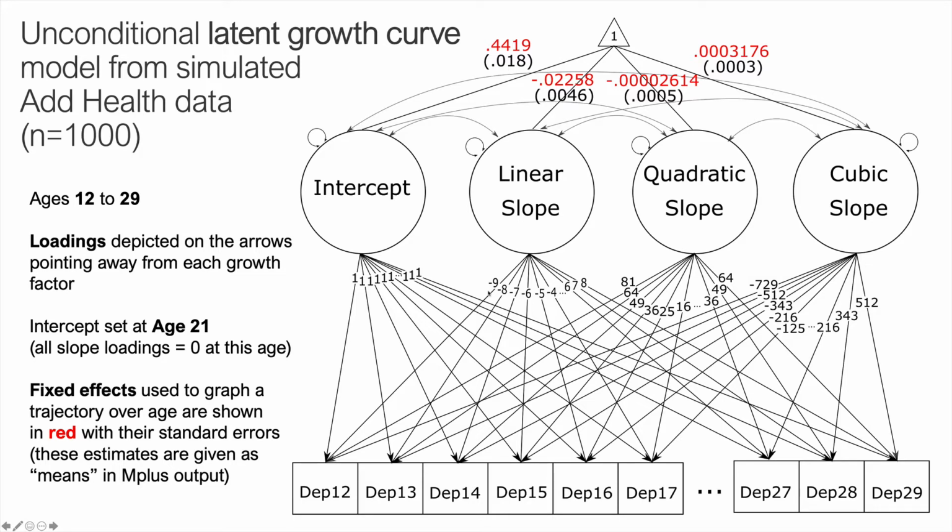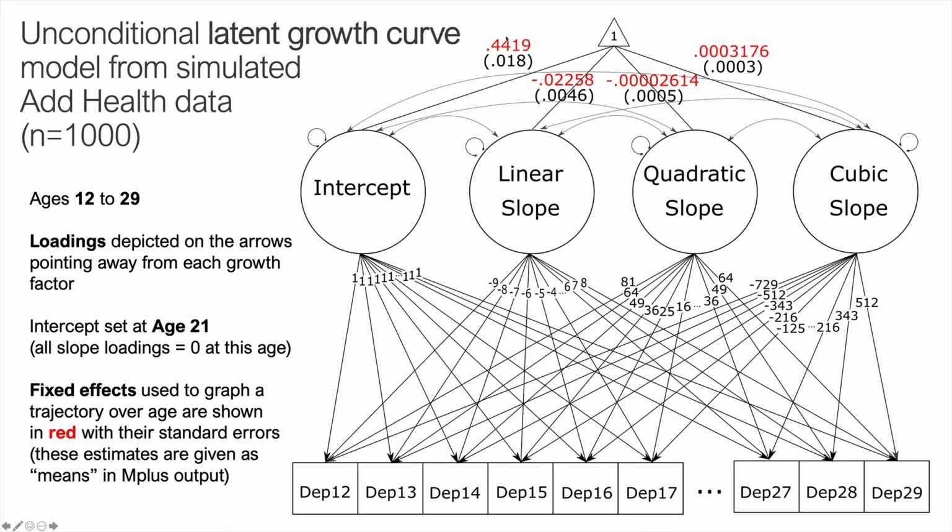So I have the linear slope loadings going from -9 to +8, which gives me an intercept at about age 21. This decision is normally pretty arbitrary. You can have your growth starting at the beginning. You could have your 0 loading at the end or anywhere in the middle. But in this case, knowing that I'm going to have some cubed loadings, I wanted to keep the number of very large values on those cubic slope loadings down. So placing an intercept in the middle facilitated that.